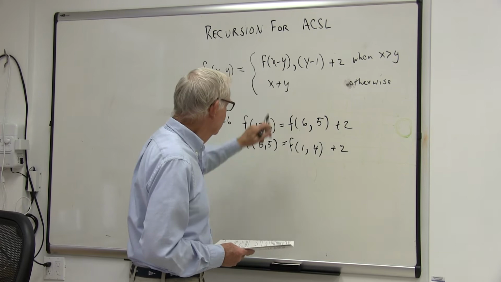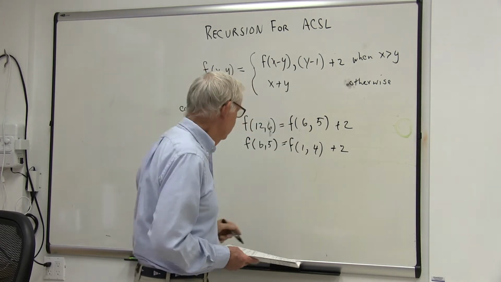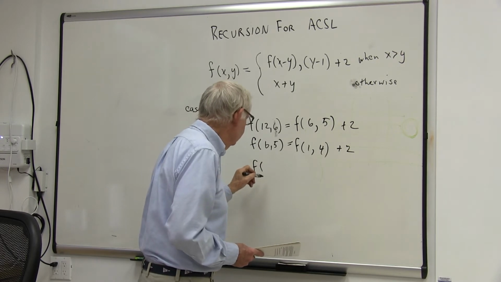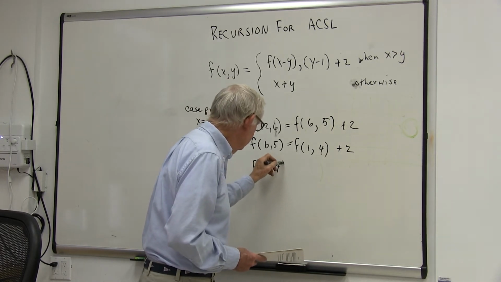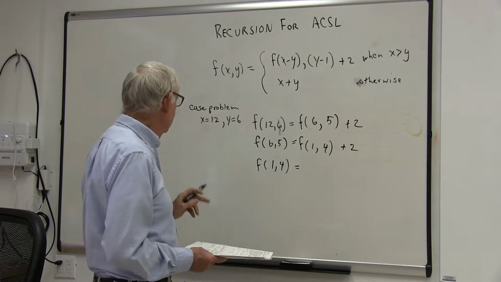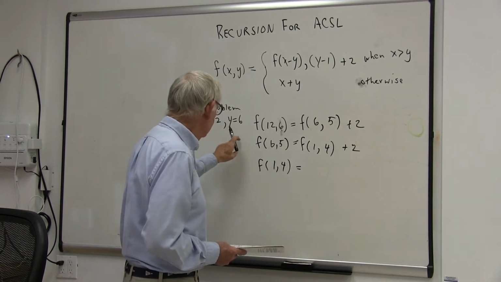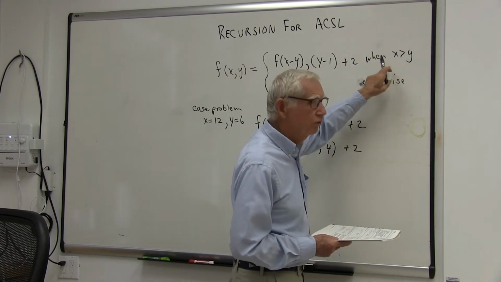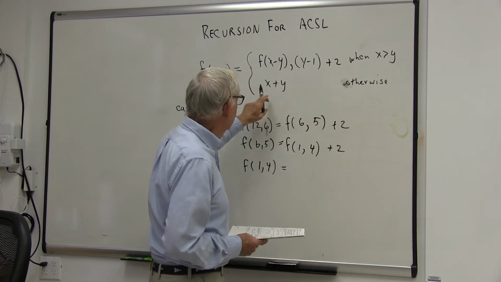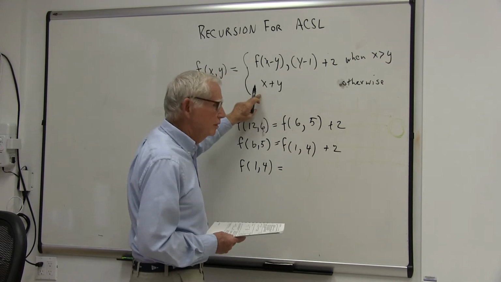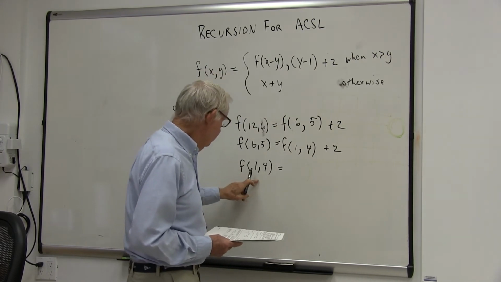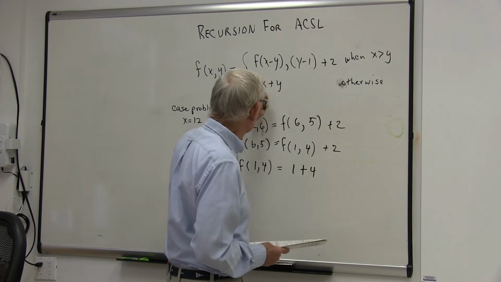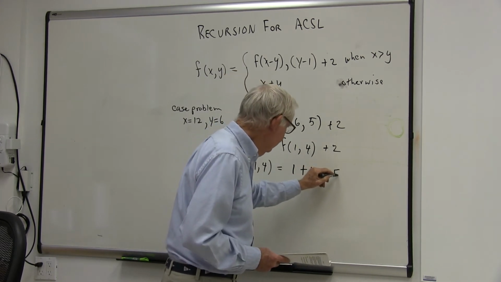Eventually we're going to get to this case where x is not greater than y. So in this case I'm going to rewrite now function of 1, 4 equals, well, x now is 1 and y is 4. So x is 1, y is 4, so this is false. So therefore, the solution is this. So the function of 1, 4 is equal to 1 plus 4, which equals 5.